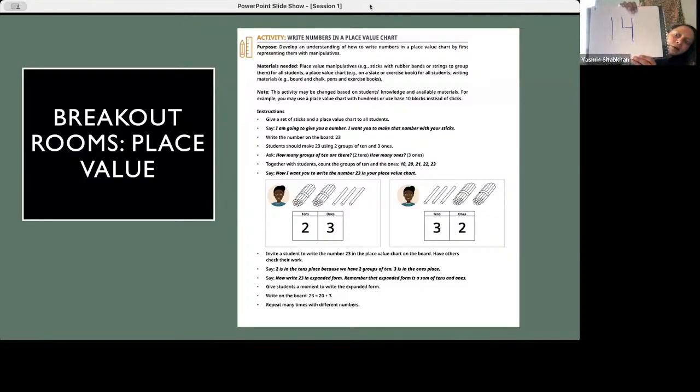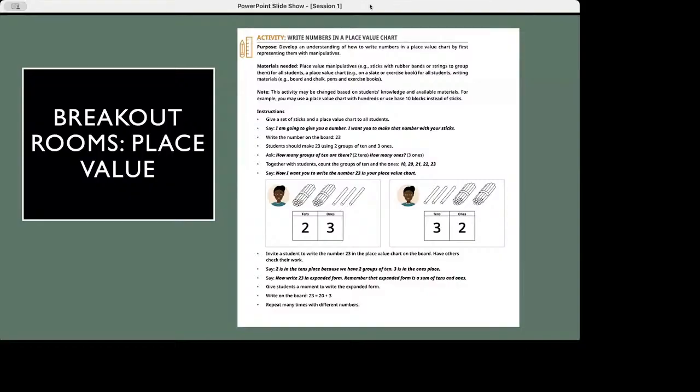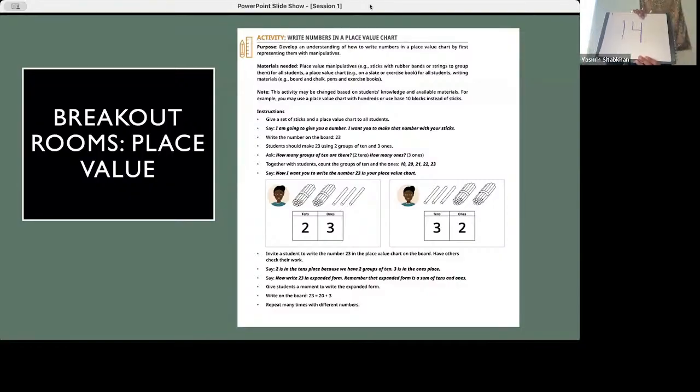Does everyone see that number? Show me that number of sticks and write the number. 14. Okay. And then show me it with bundles and sticks, if you have them. And then you write the number. That's all the activity is. And then as a teacher, you would say, yes, in the number 14, we know that there's one group of 10 and there are 4 ones, right? That's the entire activity.